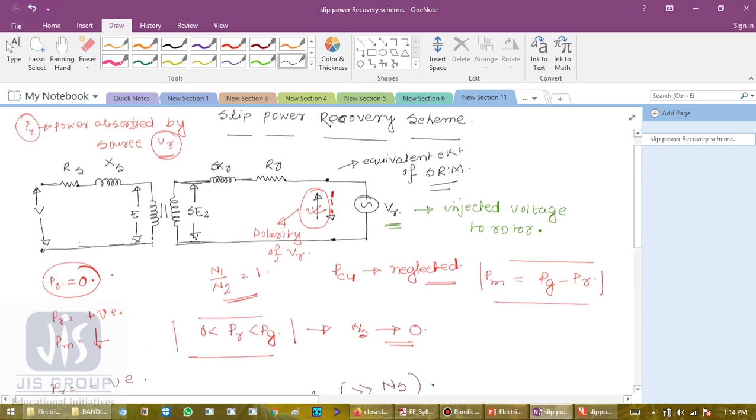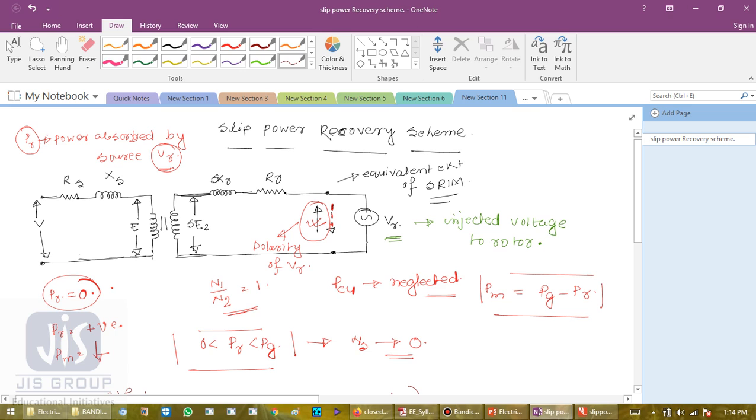Now the polarity of VR for speed control above synchronous speed. When it runs above NS, this dotted line shows the change in polarity of VR, plus minus, minus plus.